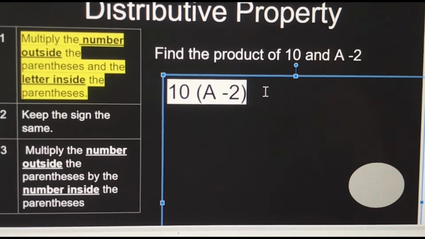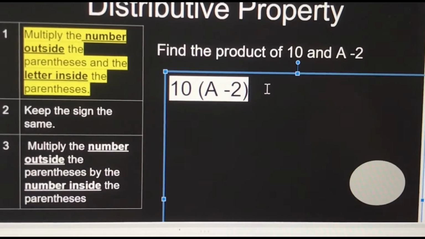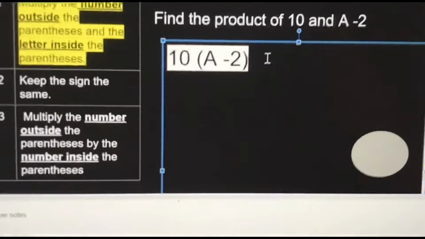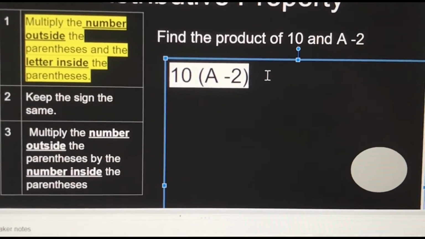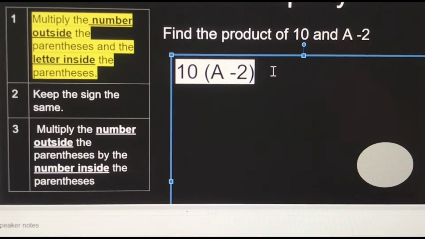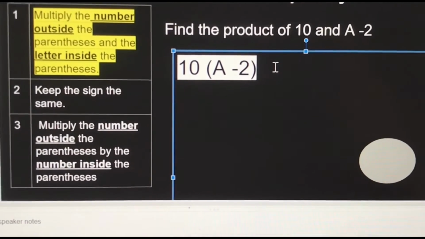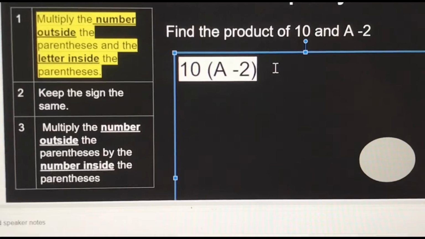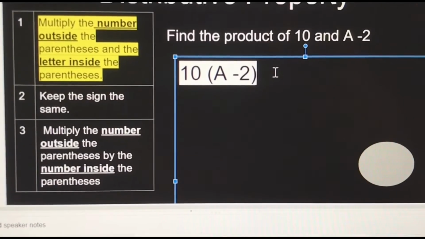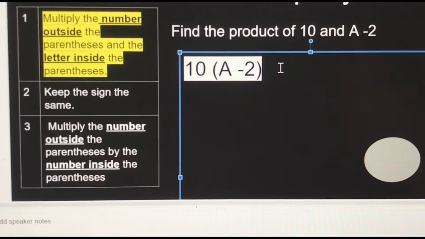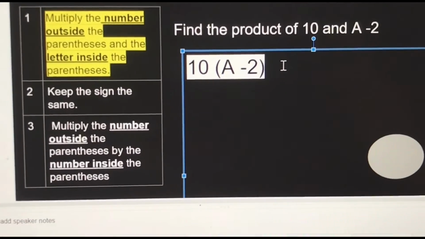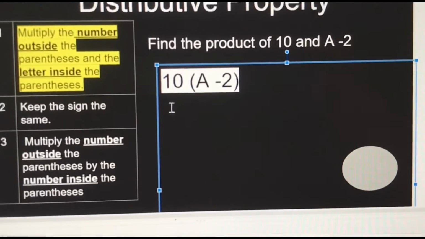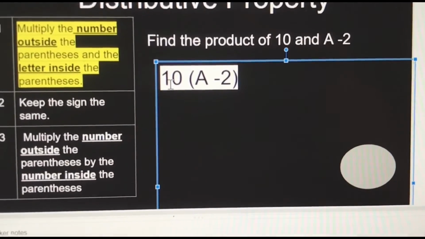Alright, ladies and gentlemen, now I am going to do a second example problem. So remember, the letters and numbers inside the parentheses are the property of the number outside the parentheses. When you see letters and numbers in parentheses, that means to multiply. We're going to multiply the number outside the parentheses by the letters and numbers inside the parentheses.